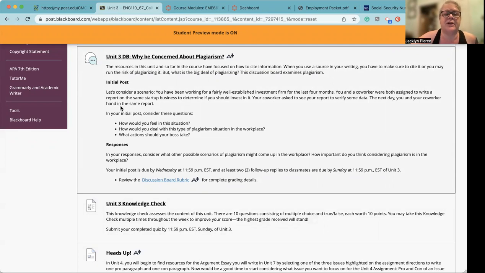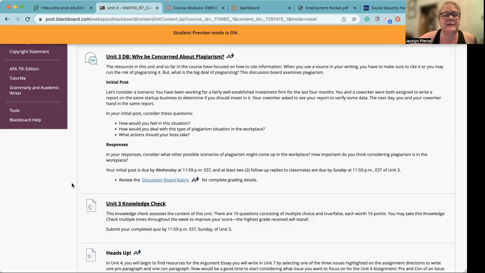Consider the following scenario. You have been working for a fairly well-established investment firm for the last 4 months. You and a coworker were both assigned to write a report on the same startup business to determine if you should invest in it. Your coworker asked to see your report to verify some data. The next day, you and your coworker hand in the exact same report. So you're going to answer these questions. How would you feel in that situation? How would you deal with that kind of plagiarism situation in the workplace? And then, of course, what action should the boss take?